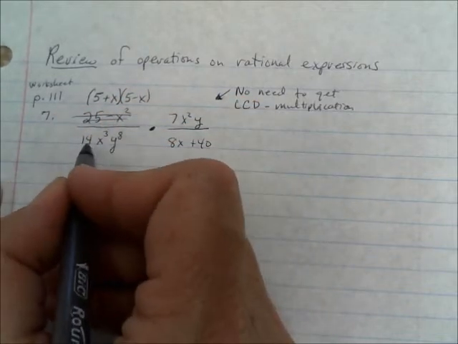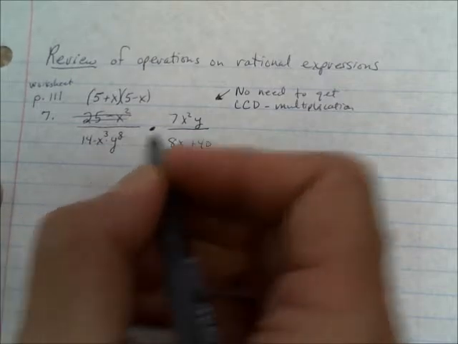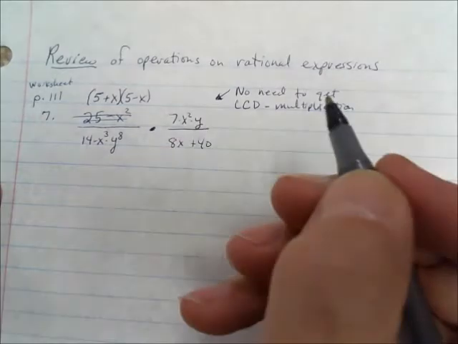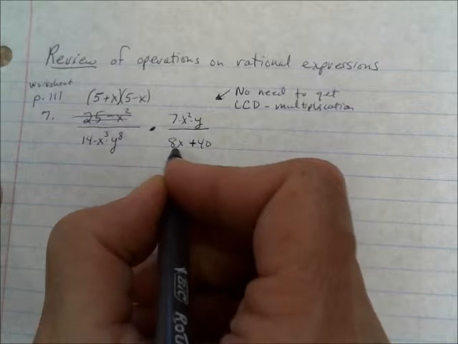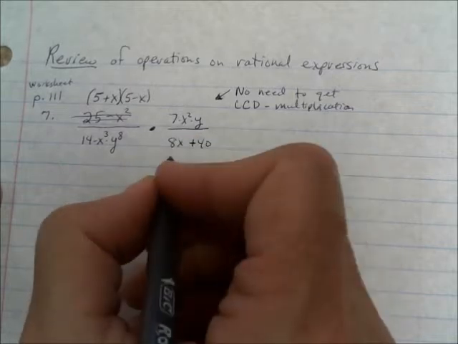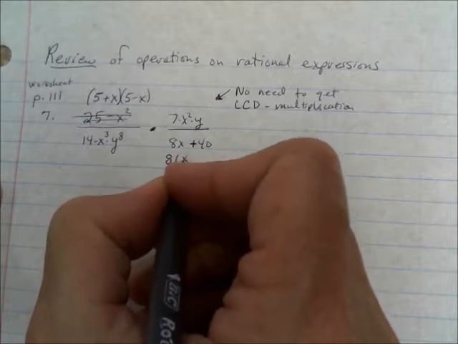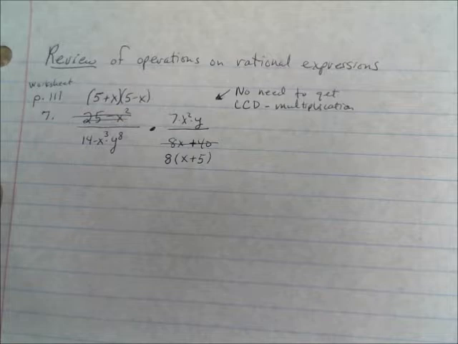This is just a monomial: 14 times x to the 3rd times y to the 8th. That can't be factored. And neither can this numerator, 7 times x squared times y. But this denominator is a binomial. There's a plus sign here. So we have a GCF, a greatest common factor of 8, that we can pull out, and we're left with x plus 5 after we get done factoring that.